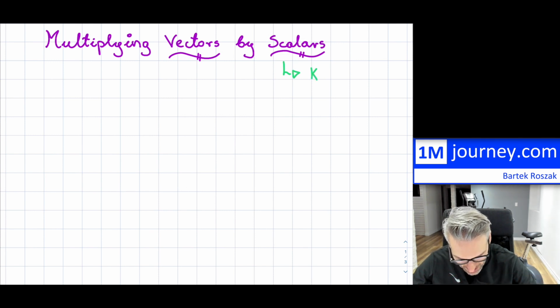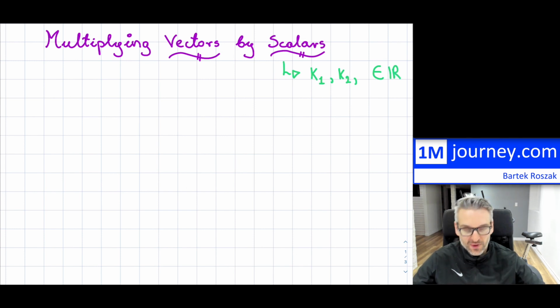I like to designate scalars with a k. If there are multiple scalars, I'll put a subscript, so for example it might be k1 or k2, etc. I will assume that they're elements of the real numbers, so they're basically just numbers that we would have.